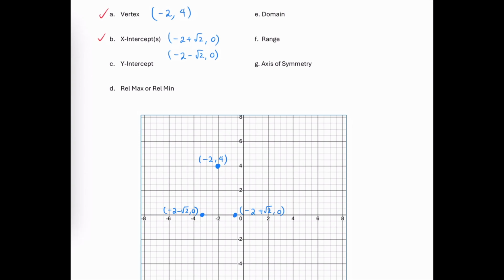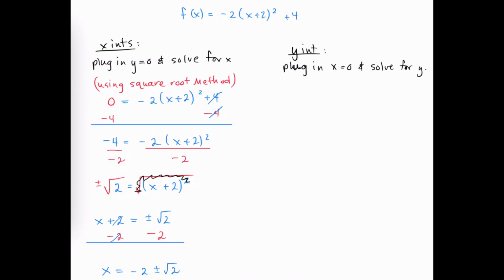Now before we connect those dots, let's go ahead and find the y-intercept. And in order to do that, we're going to plug in x is equal to 0 and solve for y. So let's come back down to our workspace. Plugging in x is equal to 0 and solving for y can be expressed as evaluating the function at 0.